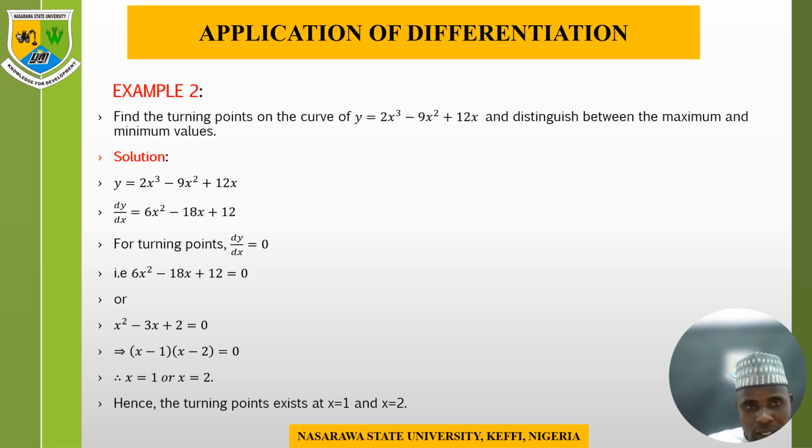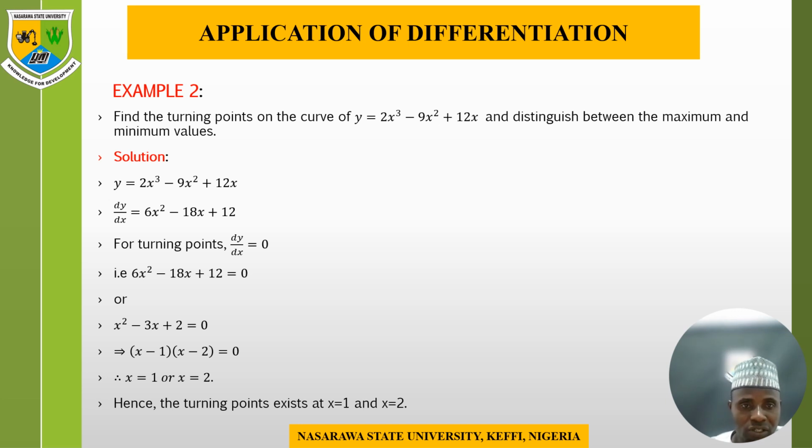So if we are now to do that, we know that the function is given as y equals 2x to the power of 3 minus 9x to the power of 2 plus 12x. So you will first of all differentiate y with respect to x. When you do that, we have this result. Differentiating 2x to the power of 3, we have 6x squared. Differentiating minus 9x to the power of 2, we have 18x. Differentiating 12x, we have 12.